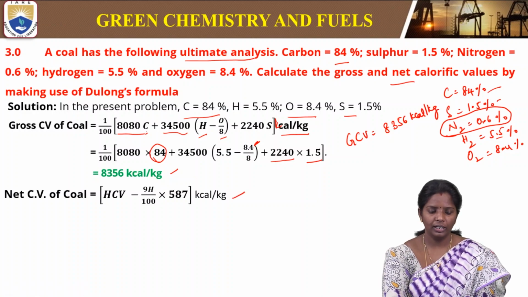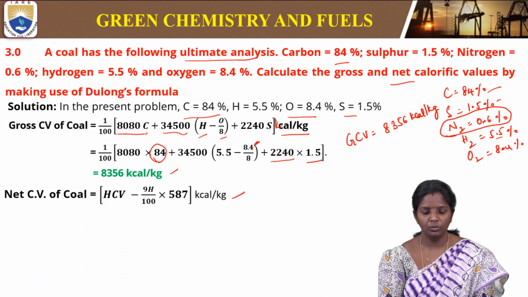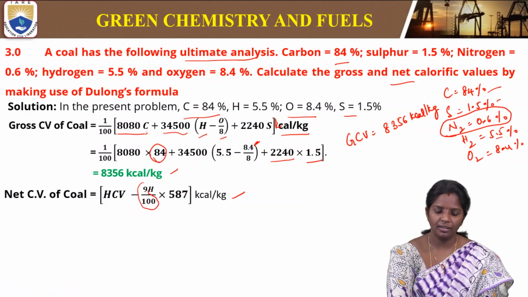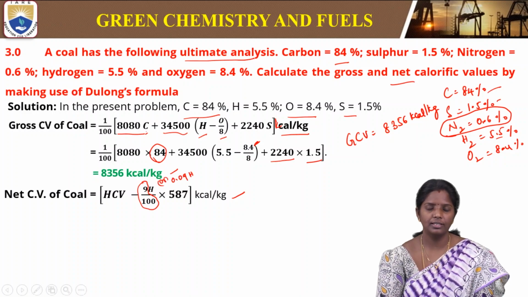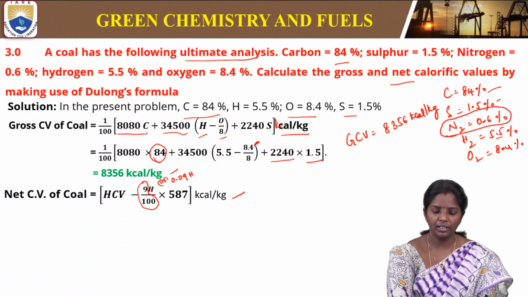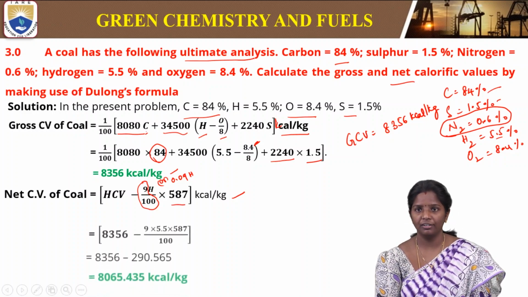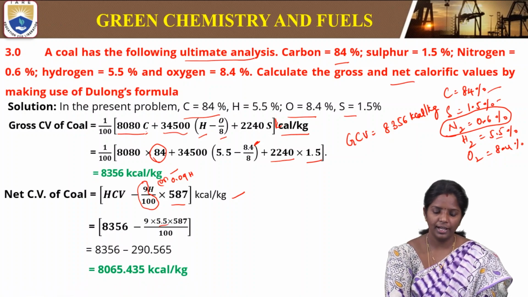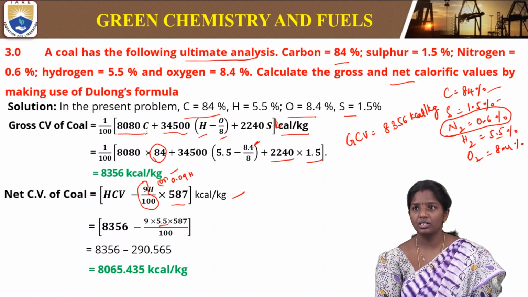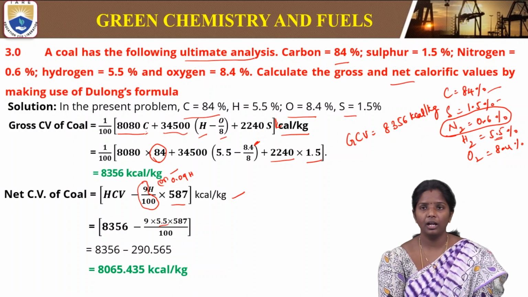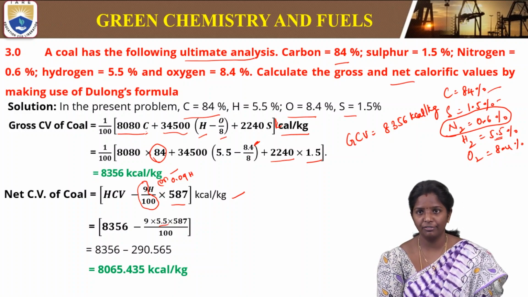Okay. The net calorific value of coal is equal to HCV minus 9H by 100, even if we write it like this, or 0.09H is similar. Okay, so 9H by 100 into 587. So that is the formula for the net calorific value. And now substitute the H value here. The hydrogen percentage is 5.5. So substitute here, and 8356 is the higher calorific value or the gross calorific value.